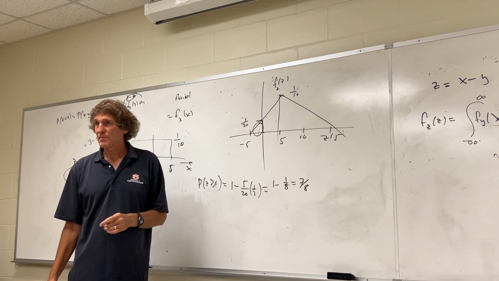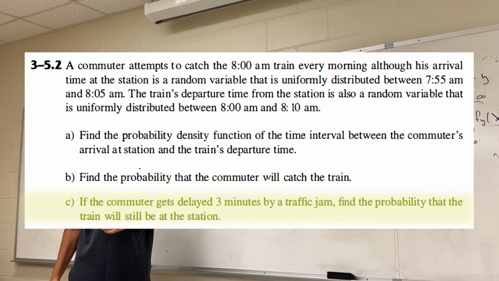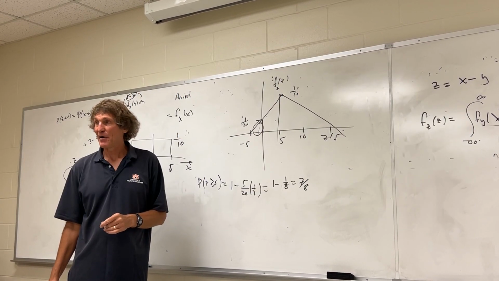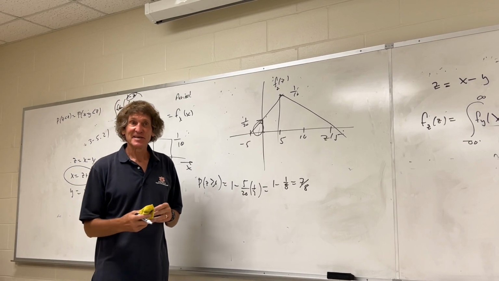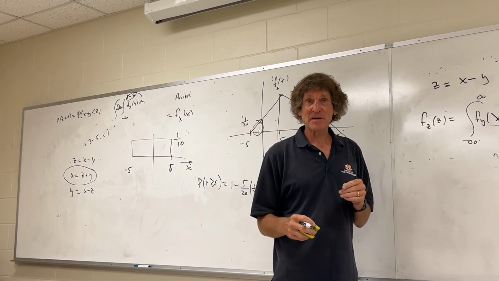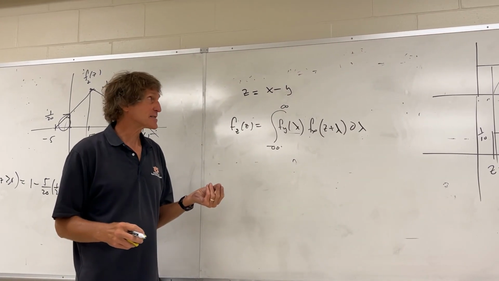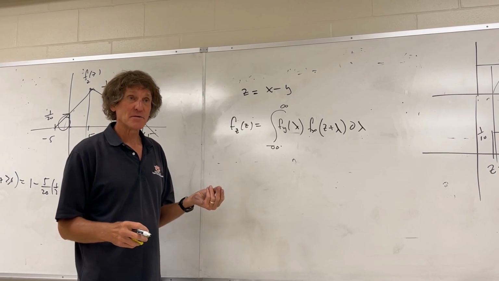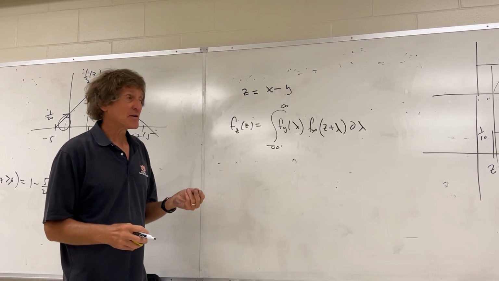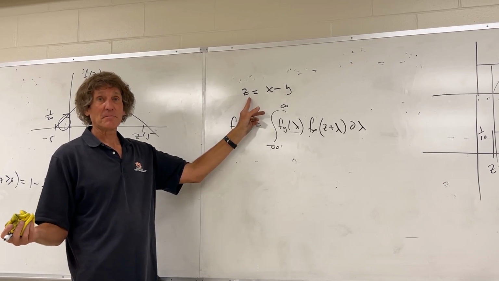All right, what's the next part? If the commuter gets delayed 3 minutes by a traffic jam, find the probability that the train will still be at the station. All right, now, what he's really saying is, find the probability that this is 3 or greater. Does that make sense to everybody? Because if it's delayed by 3 minutes, it means the arrival time of the train is going to be 3 minutes later. But if this is still 3 or greater, it's fine, right?